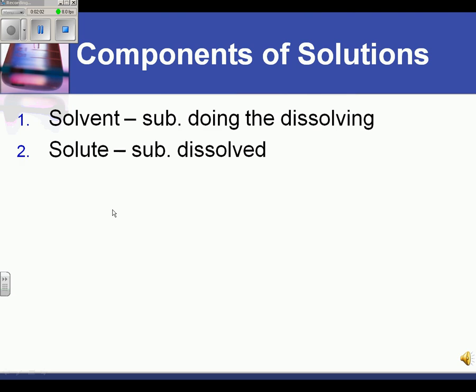Every solution has 2 parts. Our first part is our solvent, and that is the substance. That's what SUV stands for, substance, doing the dissolving. And we also have our solute, and that is the substance being dissolved. So if we think about our sugar water example, sugar would be the solute, and water would be the solvent. And water is a pretty popular solvent.